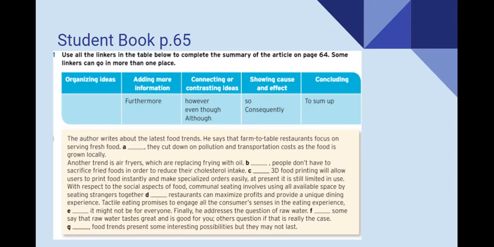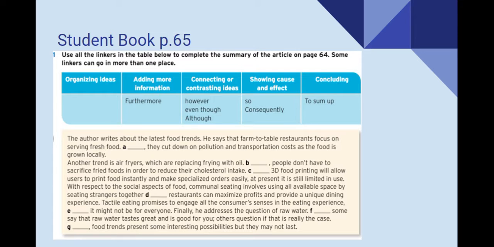Great. Now go to your student book, page 65. I want you to please complete the text using the linkers in this table to complete the summary of the article on page 64. Some of the linkers can go in more than one place. In this case, you're going to use one linker to add more information. Furthermore, you have three for connecting contrasting ideas. You have two options to show cause and effect, and one to conclude the summary.